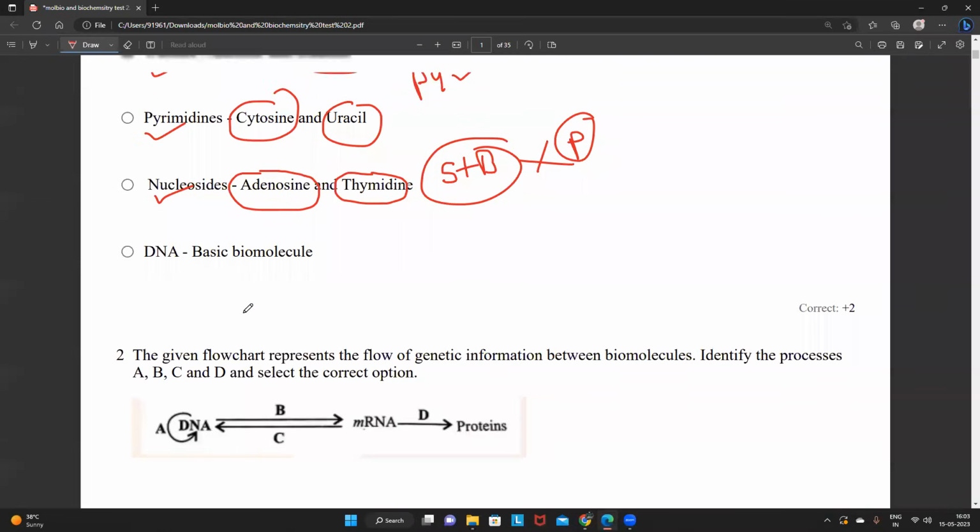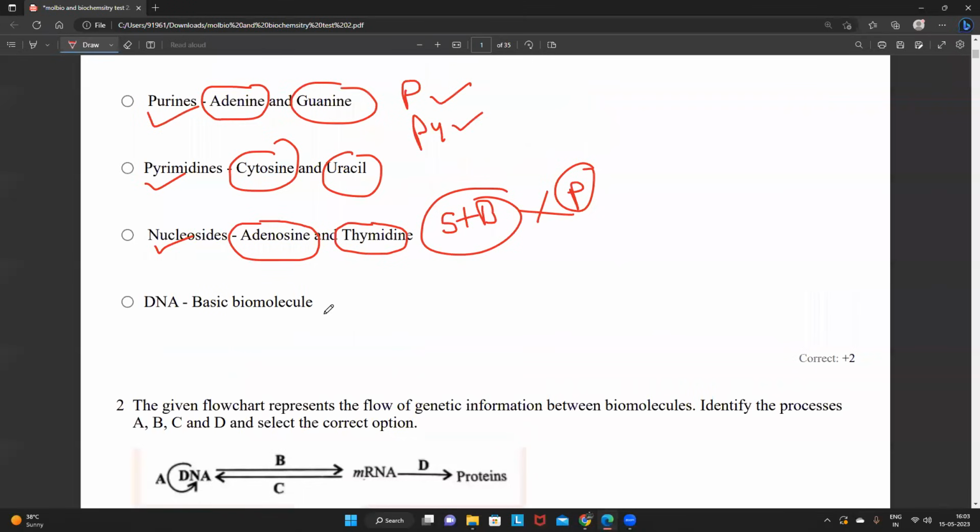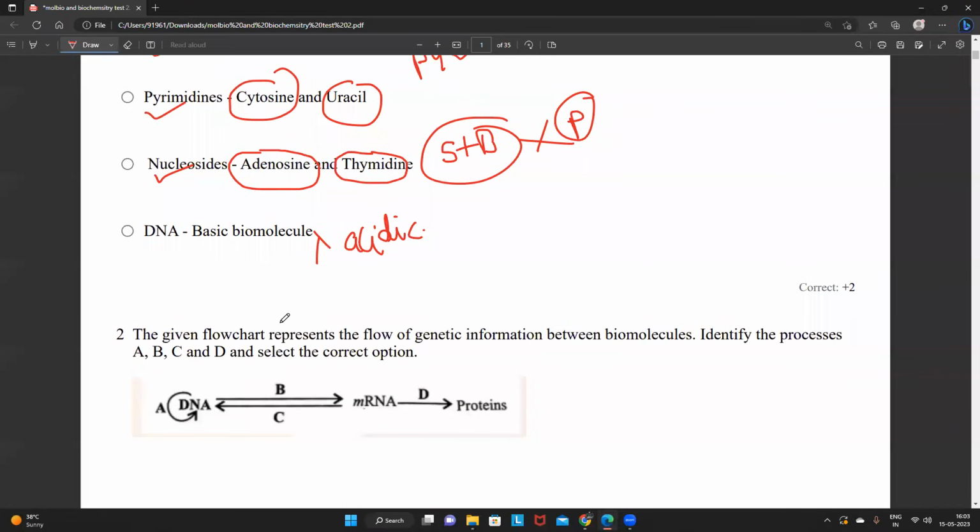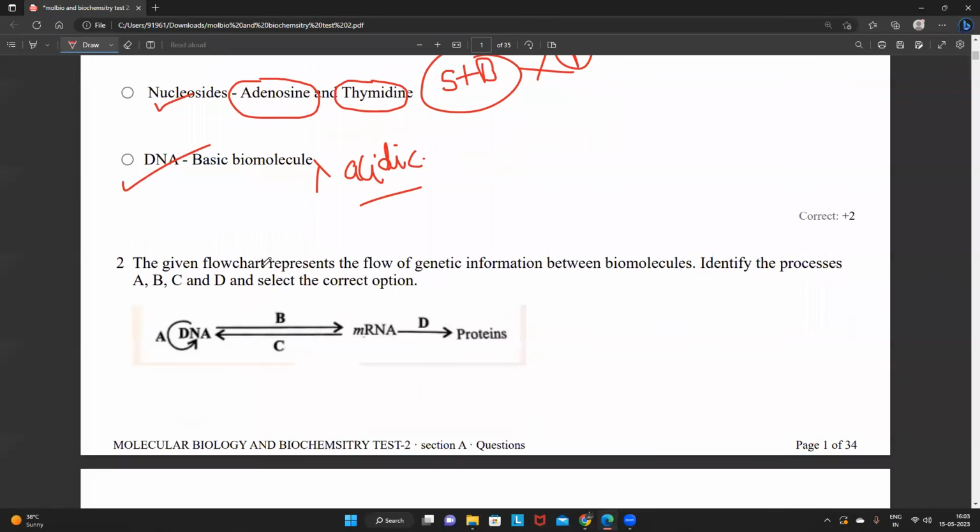Then option 4 is what? DNA is a basic molecule. This is wrong, right? DNA is an acidic molecule. Histones are positively charged. That's why they will easily associate. Anyway, remember here DNA is acidic in nature, do not get confused with that point. Hence the correct answer is option D.